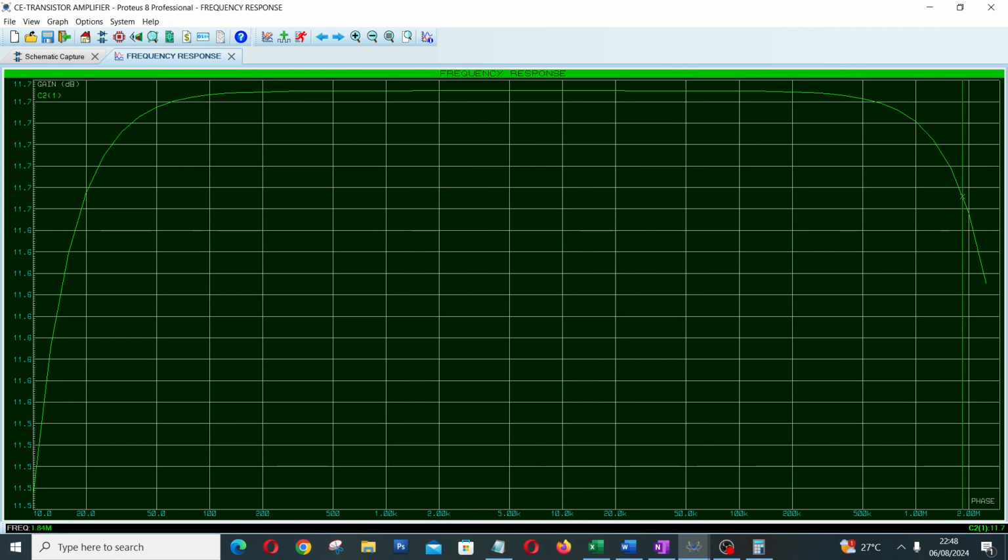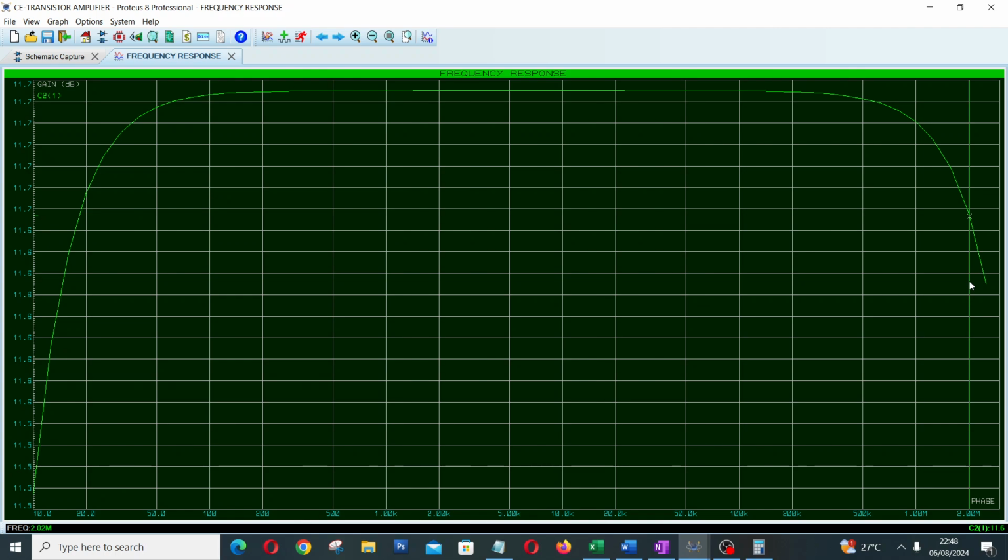So 70.7%, 11.7 to 11.6. What do we get? 2.02 megahertz. So that is the upper cutoff frequency.